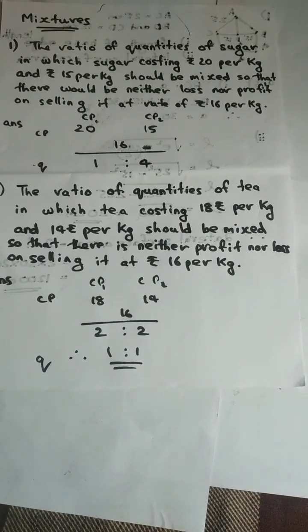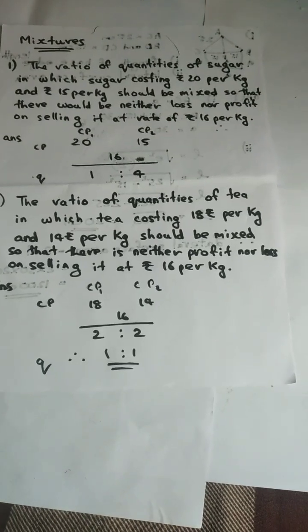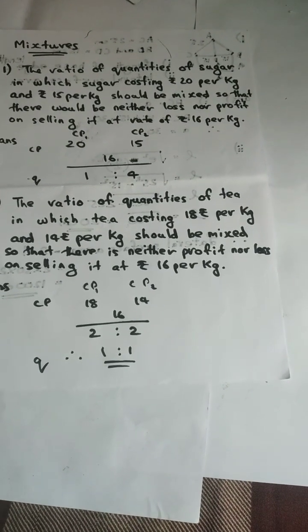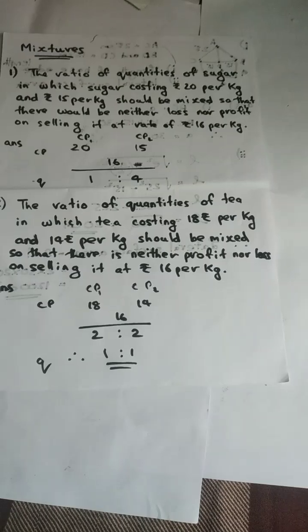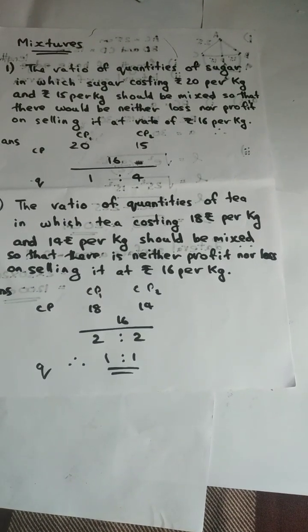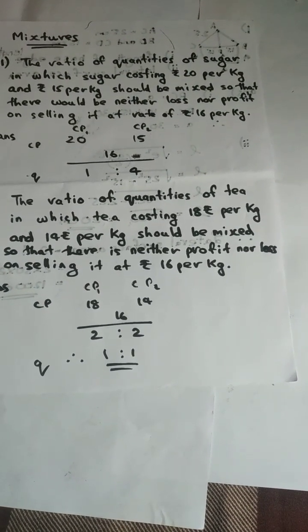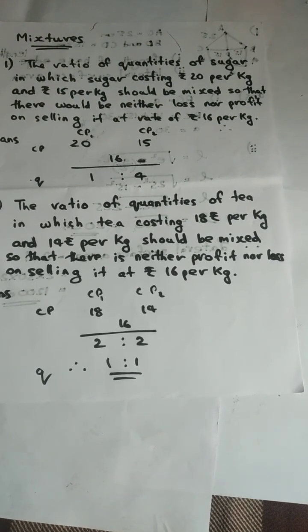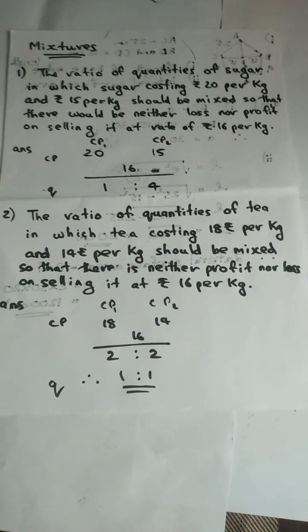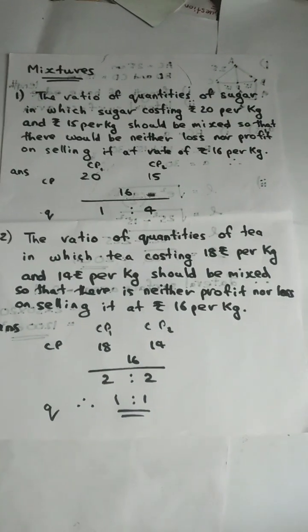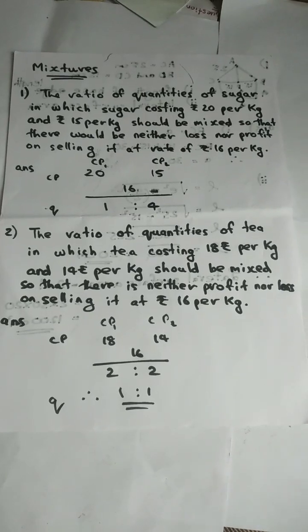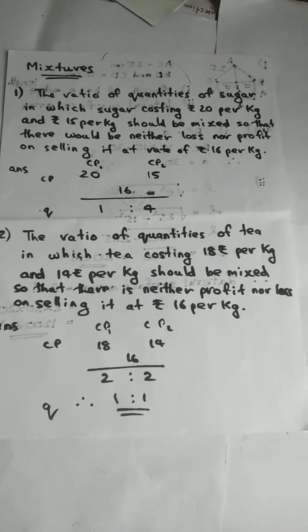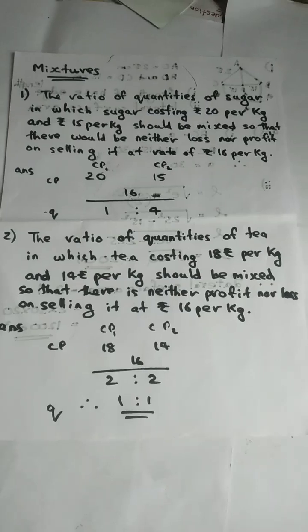Next question is also similar to the questions that we discussed earlier. The ratio of quantities of tea in which tea costing 18 rupees per kg and 14 rupees per kg should be mixed so that there is neither profit nor loss on selling it at rupees 16 per kg. So the CP1 would be 18 and the CP2 would be 14. So there is neither profit nor loss. So we are selling the item at the same price that we buy it. So 16 would be the cost price and selling price.